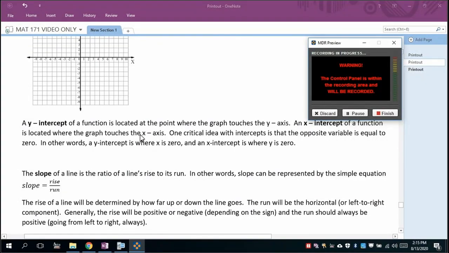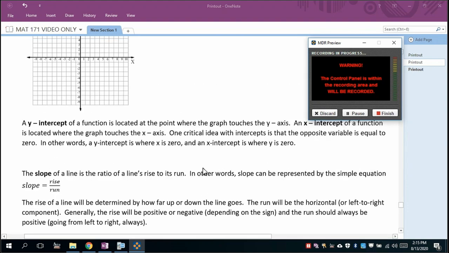Now, y-intercept is where the function touches the y-axis, or the graph touches the y-axis. X-intercept is where it touches the x-axis. Now, functions that we will be speaking of will only have an x and a y-intercept. I mean, they'll always have one y-intercept, but there can be multiple x-intercepts. But for a line, we're just going to keep it as simple as it possibly can.